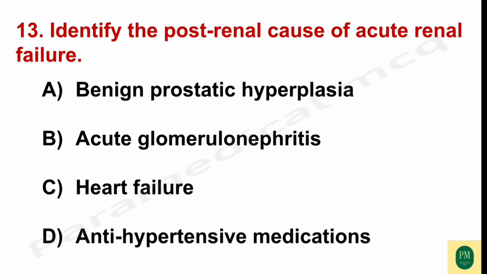Identify the post-renal cause of acute renal failure. Option A, benign prostatic hyperplasia. Option B, acute glomerulonephritis. Option C, heart failure. Option D, antihypertensive medication. The correct option is option A, benign prostatic hyperplasia.